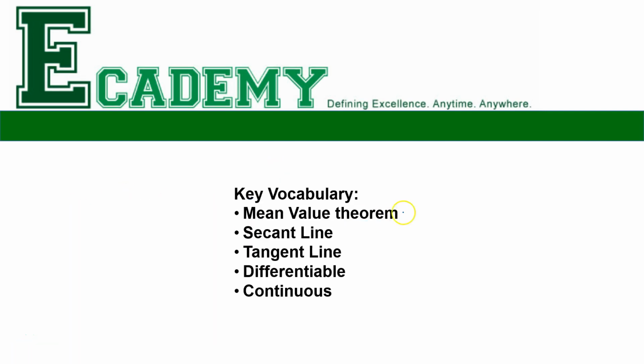So, vocab. Mean value theorem, of course. Often you'll see that abbreviated MVT. Secant line. We talked about secant lines before. Remember, that's the line that goes through 2 points of a function. Tangent line, remember, is the one where it's going to be just the slope of the function at that point. It kind of bounces off the line. If a function is differentiable, that means we can take its derivative. And continuous means you can draw it without lifting your pen.